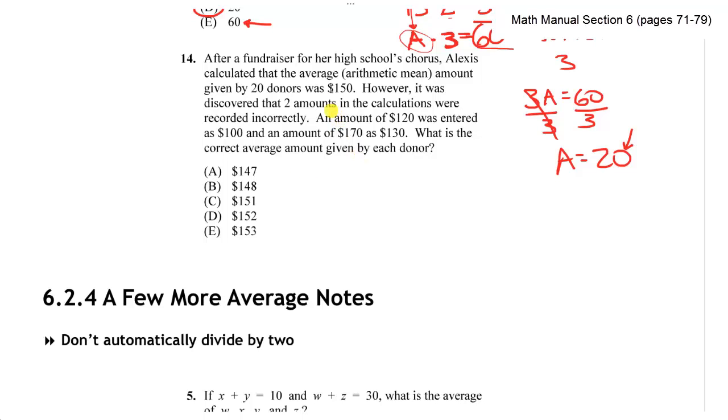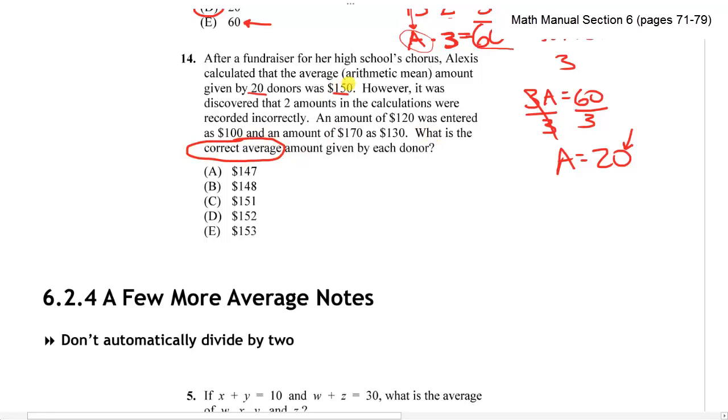So we've got this Alexis girl. She is calculating an average amount given by 20 donors as $150. So she says in this fundraiser they raised an average of $150, and that came from 20 donors. It was discovered that two amounts in the calculations were recorded incorrectly. Okay, so that's what they're telling us in these next two phrases. And then we need to find the correct average.